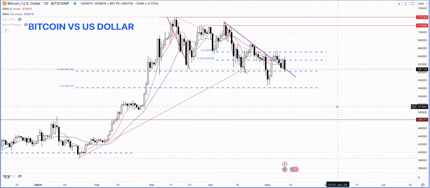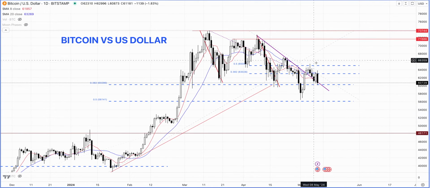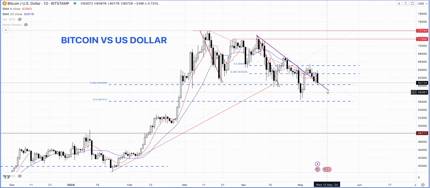This is the daily chart of Bitcoin. As the dollar was stronger, you can see Bitcoin move lower, and it looks like this trend line might have acted as a fulcrum of support. If it begins to close lower, the dollar is getting stronger, so we could see this market move lower.